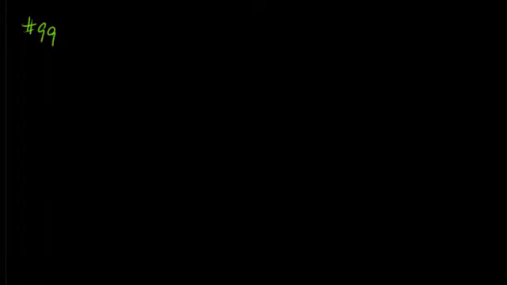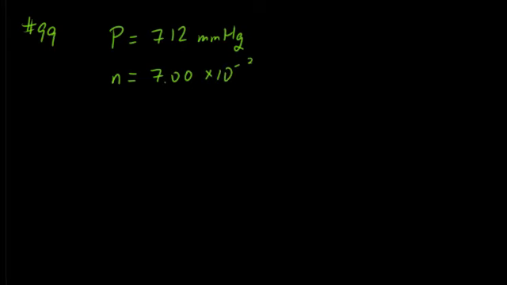All right, well, let's write down what we know. We know that we have a pressure of 712 millimeters of mercury. We know we have moles, 7.00, I think it's 3 sig figs, yes it is, times 10 to the minus 3 moles. We are looking for temperature. And the last bit of information we have is volume equals 205 milliliters.